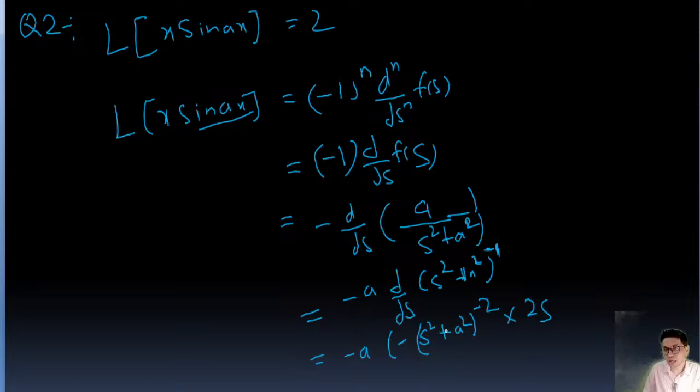Laplace transform of x sin ax. Okay, so this value is going to be minus, it will be plus. Okay, and s square plus a square whole to the power minus 2 means it will go in the denominator, so this is going to be 2as upon s square plus a square whole square. Okay, because s is here, right? So this is the answer, guys. 2as upon s square plus a square whole square. Okay, next question.